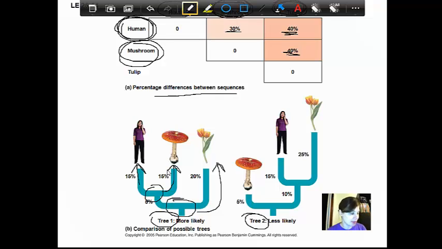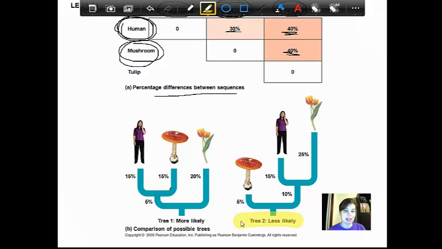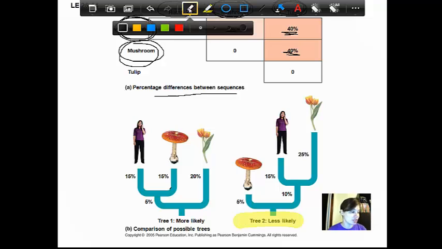The other possibility, though, is that mushrooms diverged early on, and then humans and tulips diverged later. That is another possibility. The reason we can say that it is less likely, which you can see down here at the bottom, is that when we add up the amount of genetic change, there's more genetic change on one side than the other.